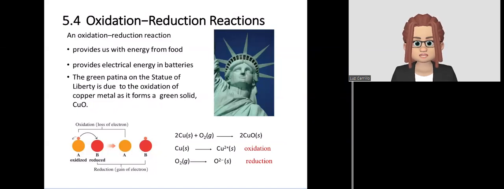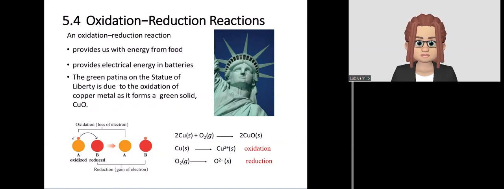Oxidation and reduction reactions are very important because they provide us with energy from food. Biologically, when we are generating that chemical energy derived from fat, carbohydrates, and proteins, our body actually performs oxidation reduction reactions. We're going to see that later when we do biochemistry. They are also important in batteries because that's what produces the electrical energy derived from those substances.